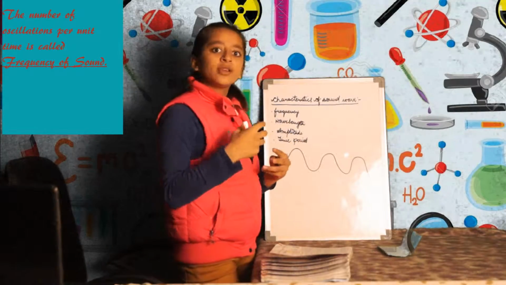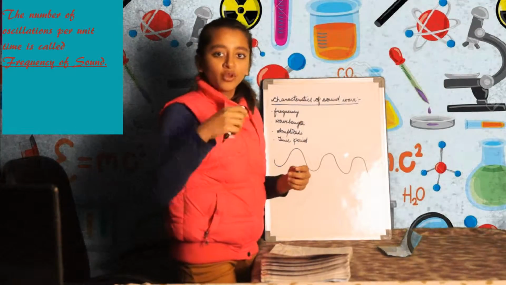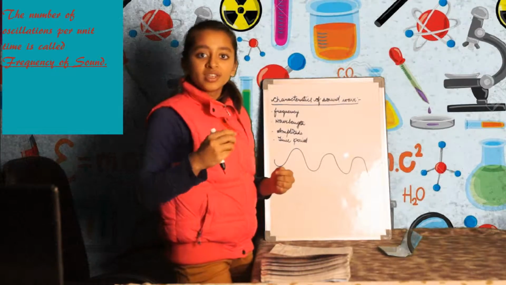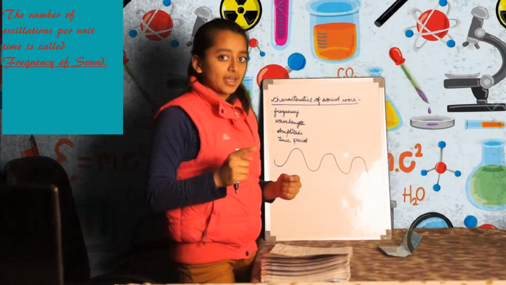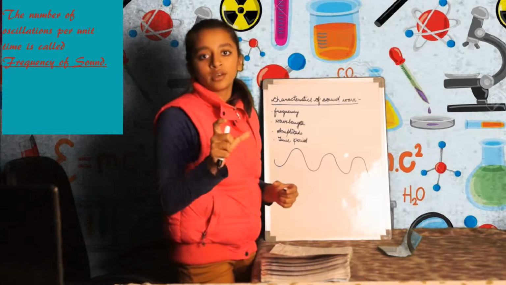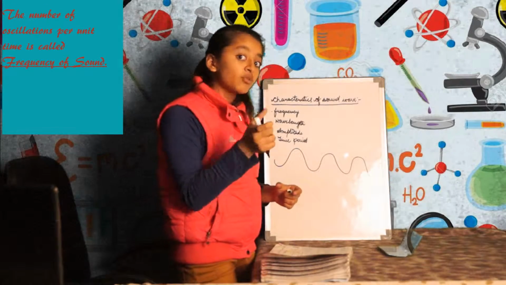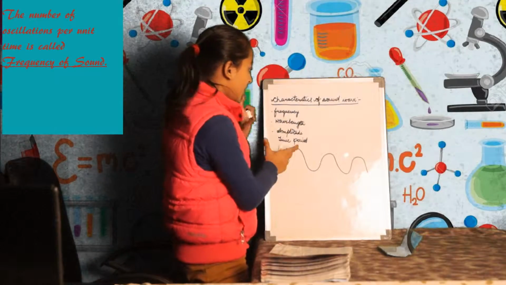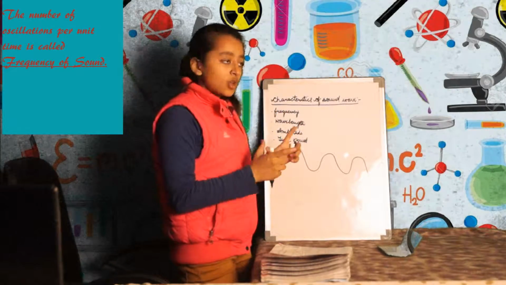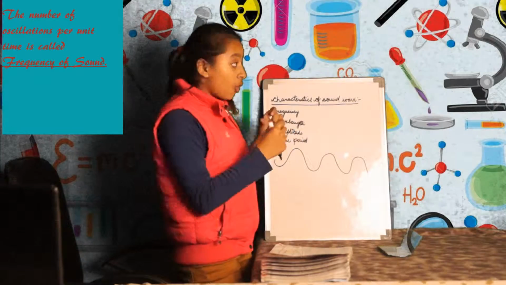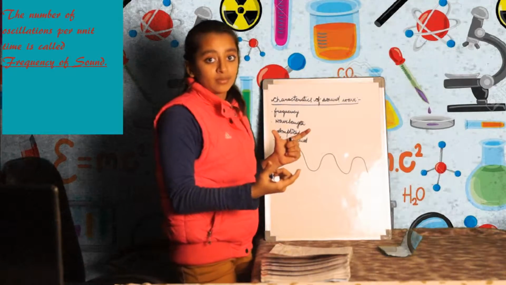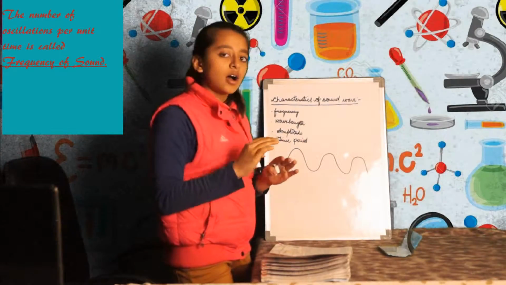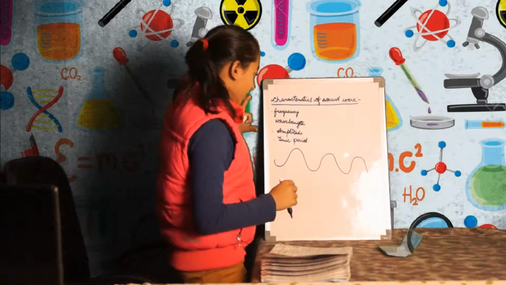I can explain it with an example. If you are beating a drum 10 times in a second, then your frequency would be 10 Hz, in which your unit time would be seconds. So the definition for frequency would be the number of vibrations or oscillations or waves per unit time. Second, minute, hour, it does not matter, that is our frequency.